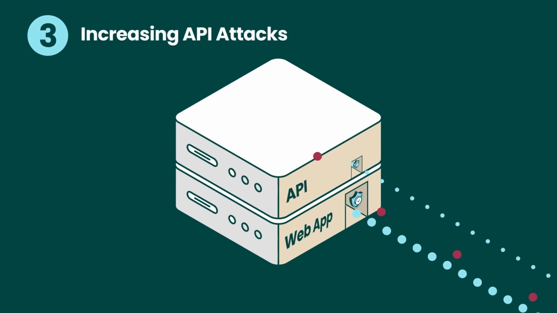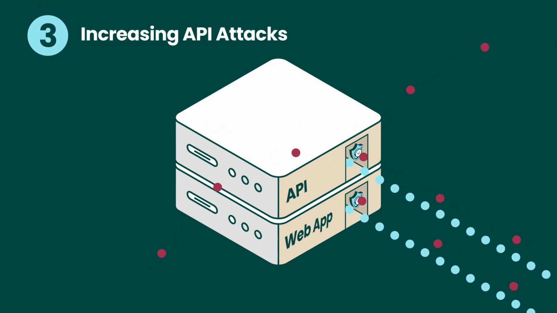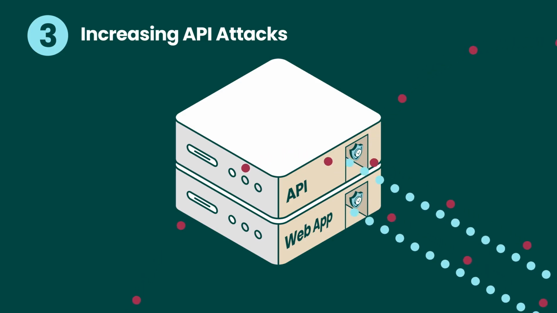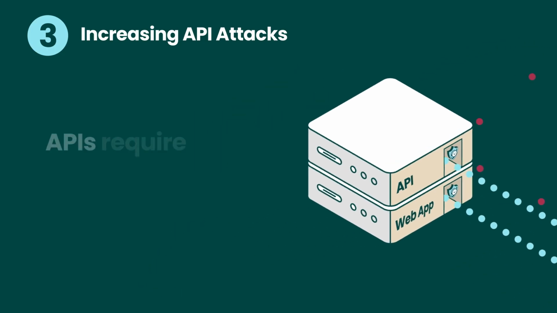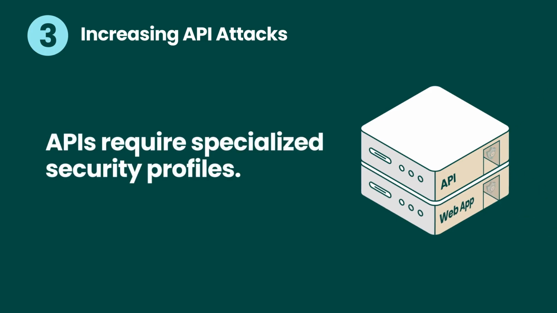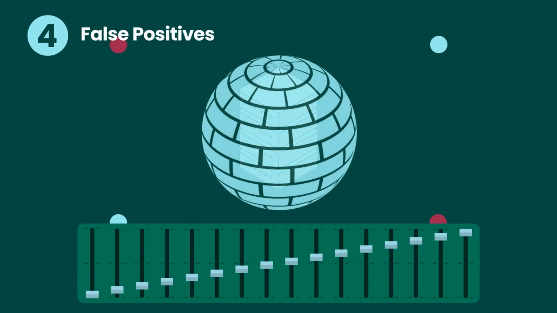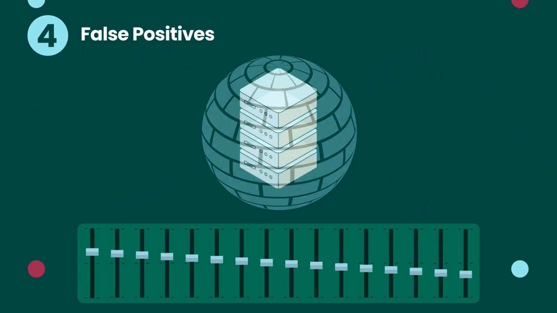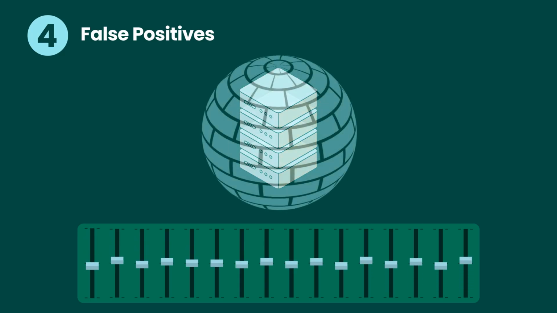API use has exploded, creating an additional attack vector for threat actors to target with new or adapted techniques. As API interactions differ from end-user apps, they require specialized security profiles. When tuning, you need to minimize false positives where legitimate users are blocked from accessing your apps, but also minimize false negatives where attacks pass through unchallenged. This is a balancing act that takes skill and experience.